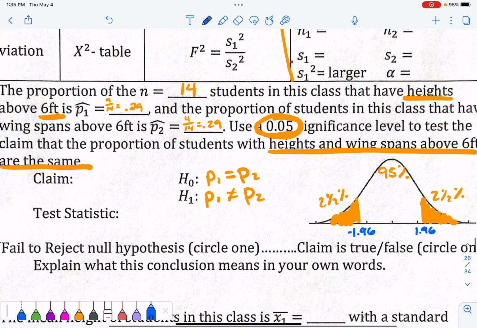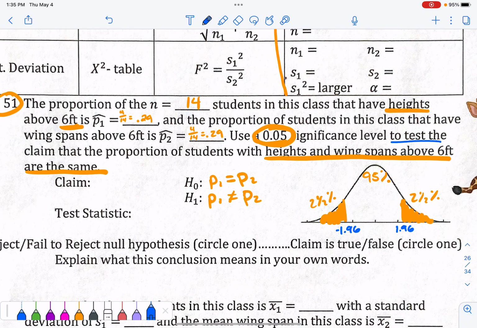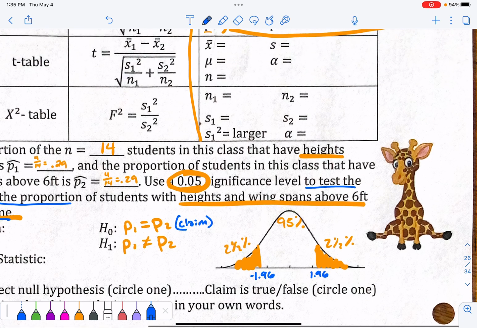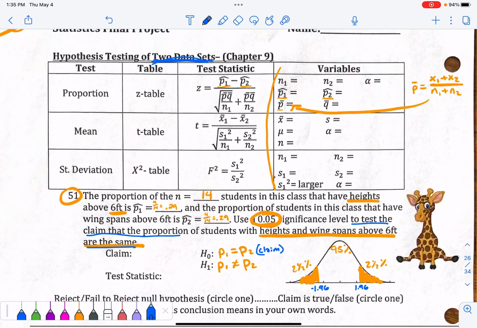So, which one does my claim go with? To test the claim that the proportions are the same. So we are claiming the top one. Okay, claim is going with that they are the same, all right? So when I do my test value, my little giraffe over there is taking up all the room to do my stuff. Anyway, okay?